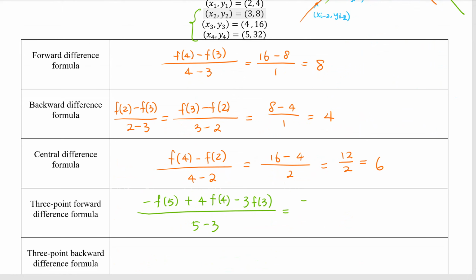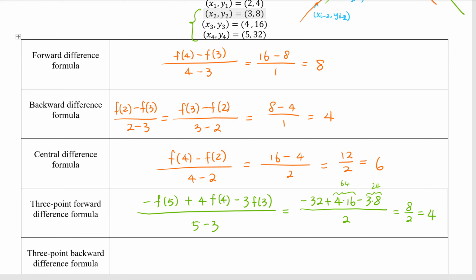Well, f of 5 is 32. f of 4 is 16. f of 3 is 8. All divided by 5 minus 3, which is 2. Okay, what is that? Well, 4 times 16 is 64. 64 minus 32 is 32. 3 times 8 is 24. 32 minus 24 is 8. So 8 divided by 2 is 4. The answer is 4 here. So far, so good, everybody.